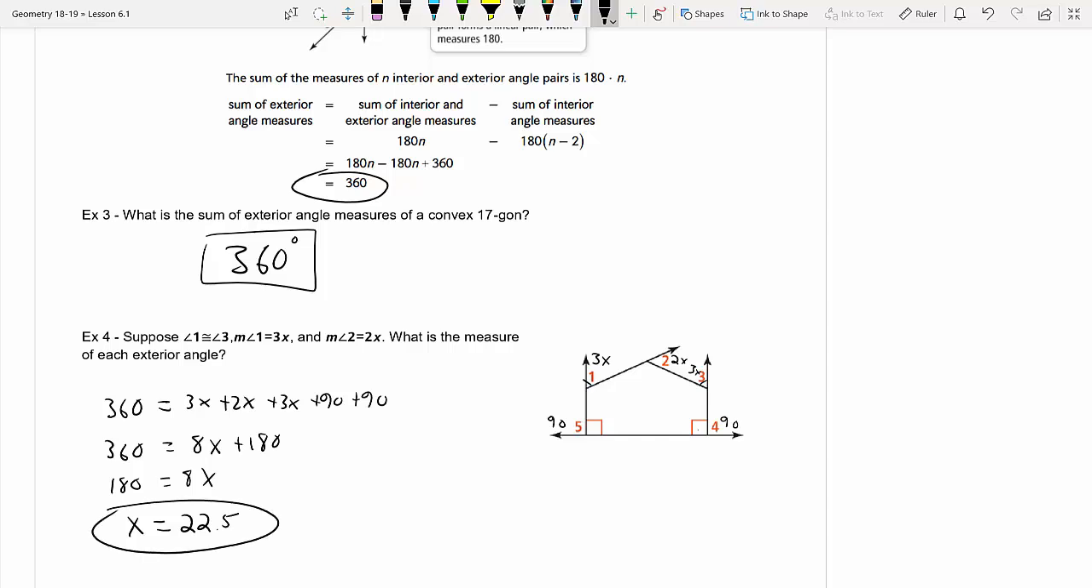So as we saw with interior angles, it was always 180 times (n minus 2), and with exterior angle sums, it's always going to be 360 degrees. So it keeps it a little bit standardized, and you get very comfortable doing this over time.